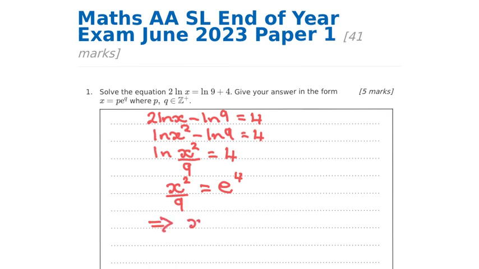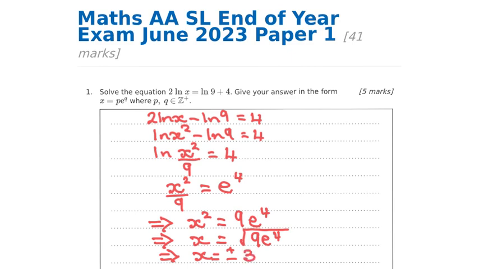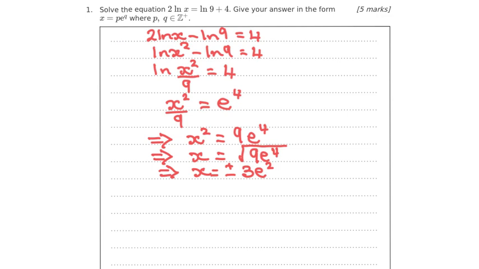Therefore, x squared is equal to 9e to the power of 4. Therefore, x is equal to the square root of 9e to the 4. Therefore, x is equal to plus or minus 3e to the power of 2. As x must be positive, x is equal to 3e to the power of 2. Therefore, p is equal to 3 and q is equal to 2.